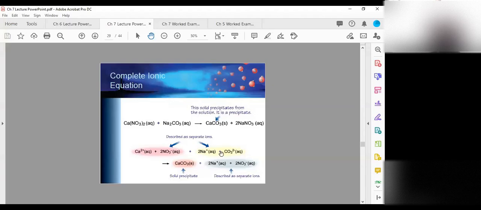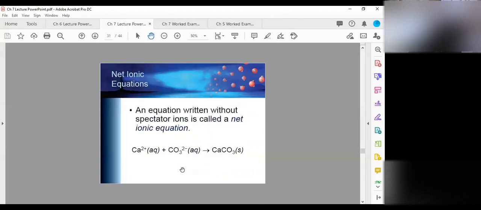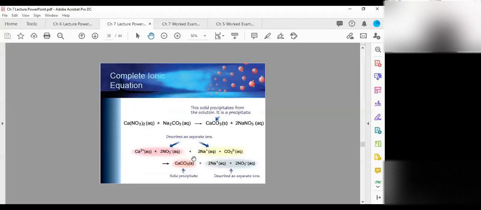calcium and carbonate, once they get mixed, they lead to the formation of a solid. That's why these two ions, calcium and CO3, are not spectator ions. They are actually ions that lead to the formation of calcium carbonate. So when I see the net ionic equation, which means what was the major outcome of this equation, I will see the non-spectator ions being on the reactant side and what they led to.